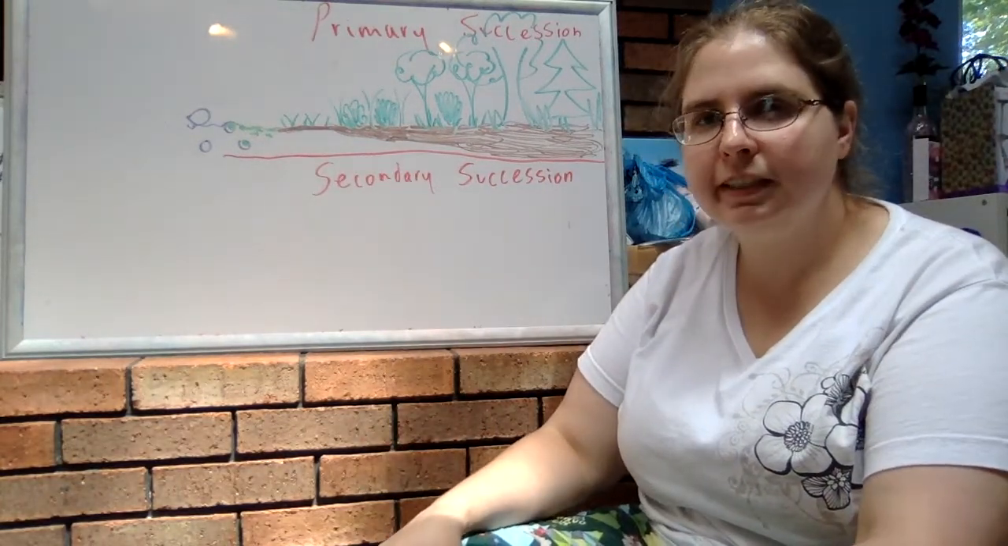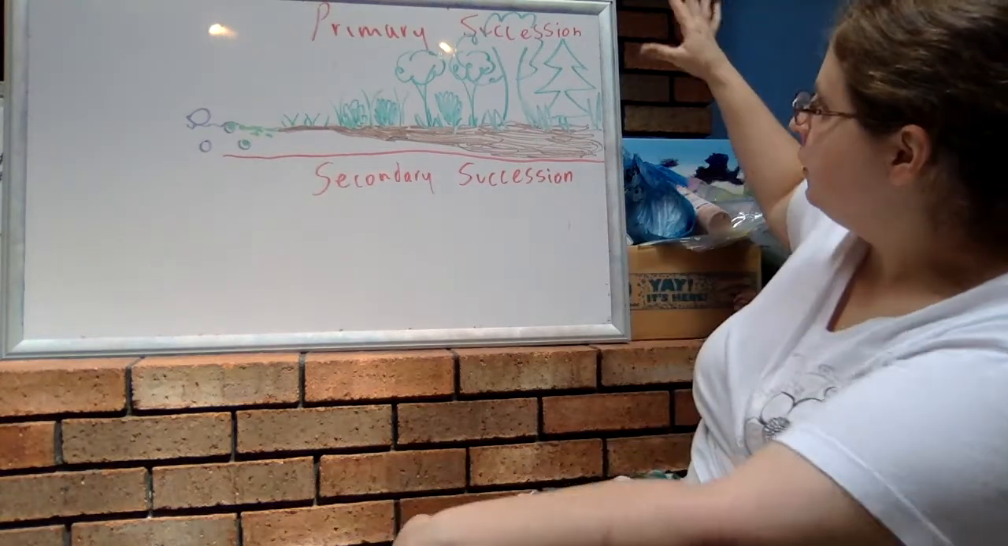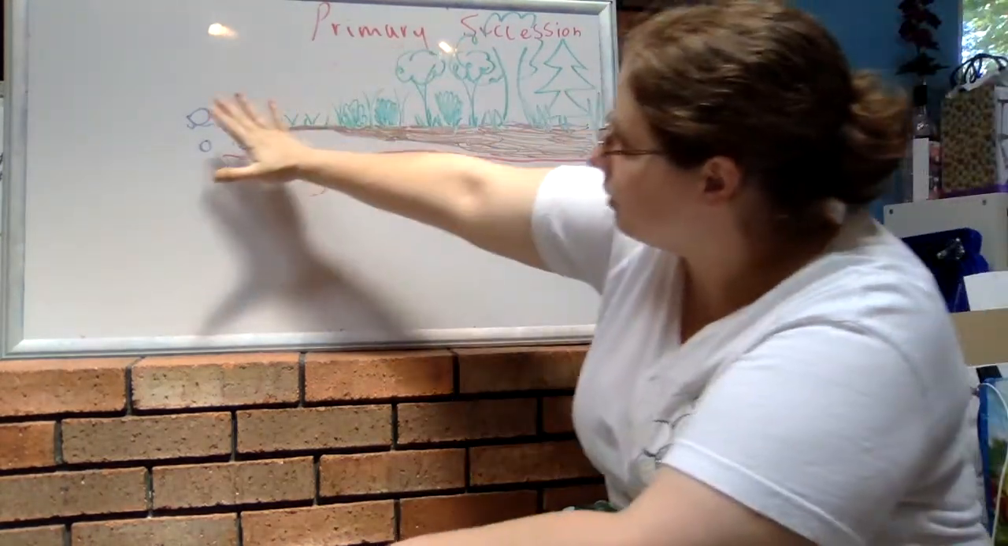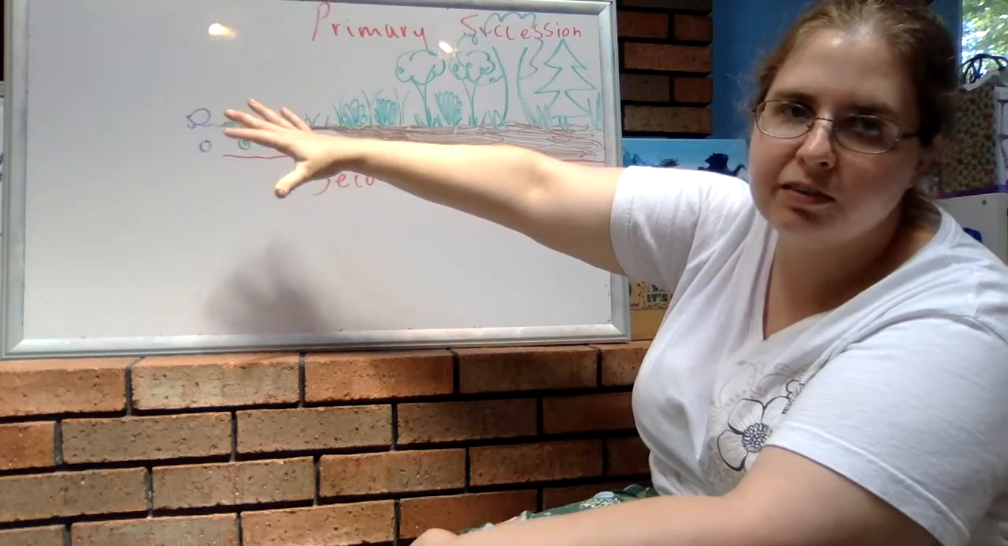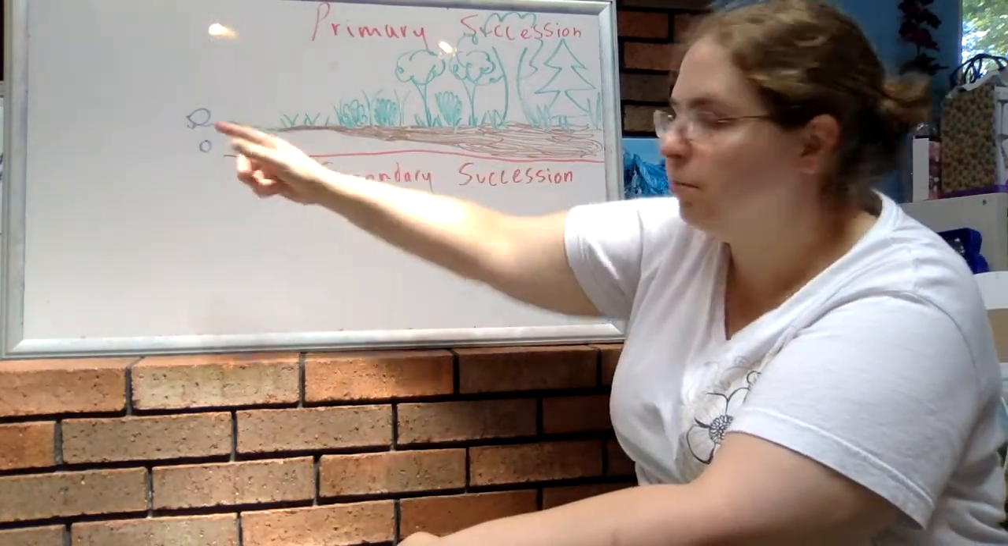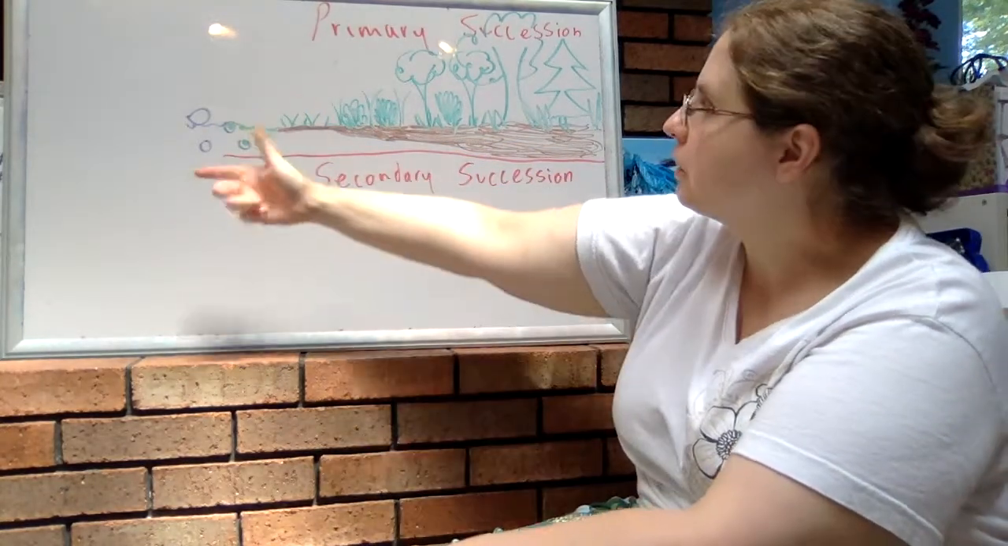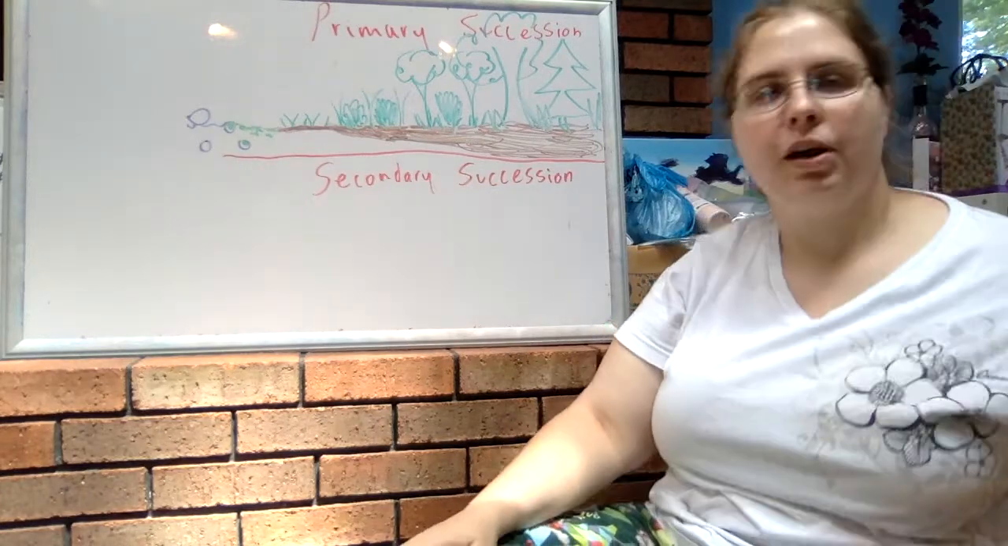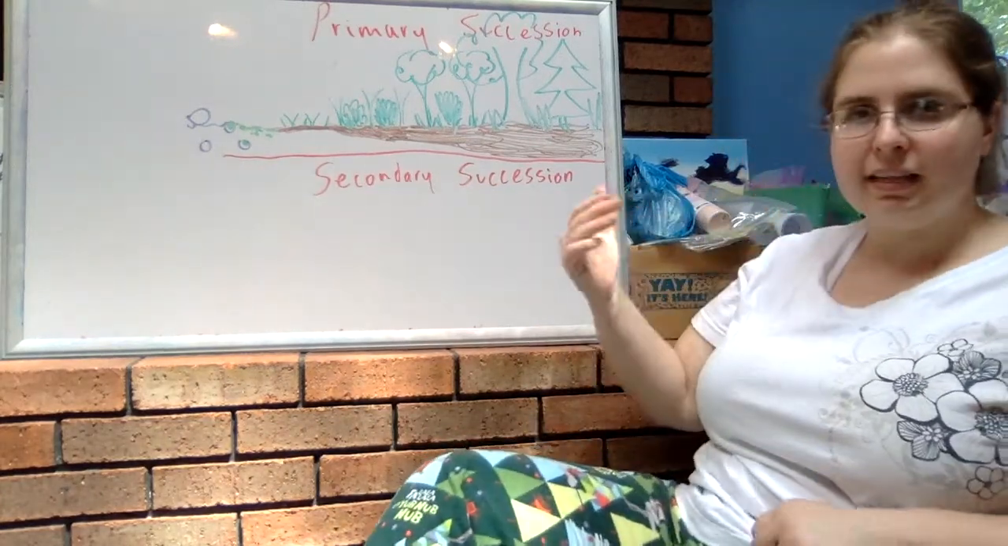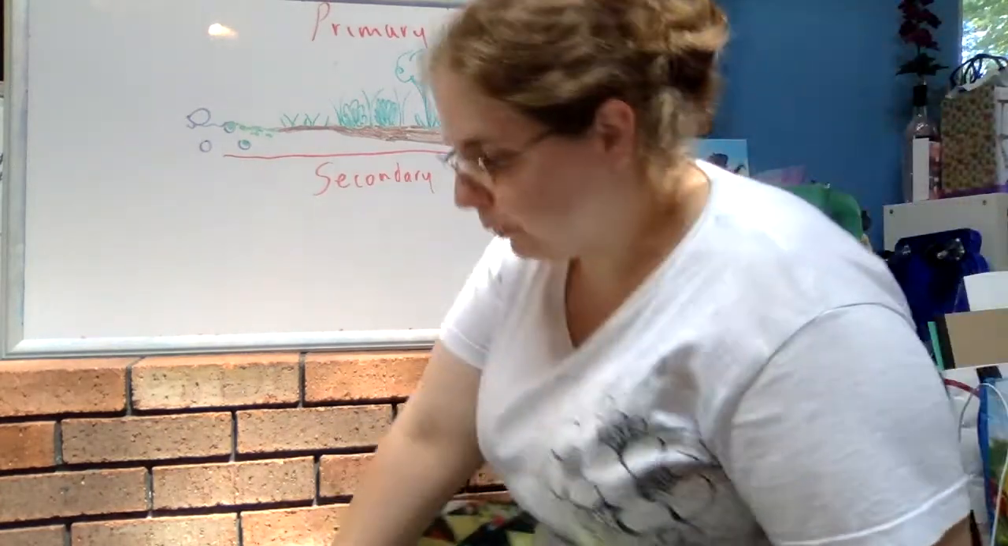But if it's completely destroyed, such as a volcano comes around, destroys everything, covers everything up in lava, and then the lava solidifies to bare rock again, then we can go through another round of primary succession. But let's pretend like that doesn't happen. Let's say that there's a forest fire.